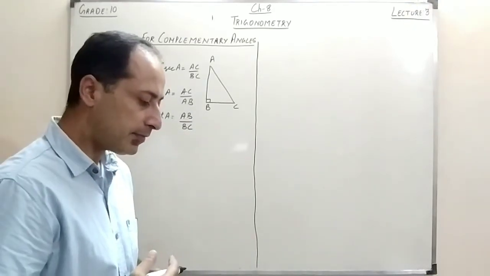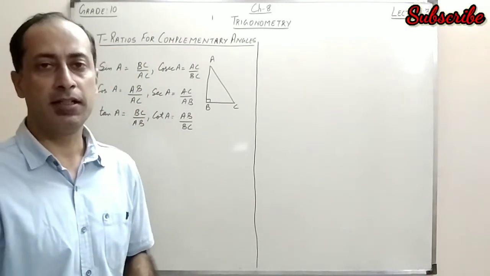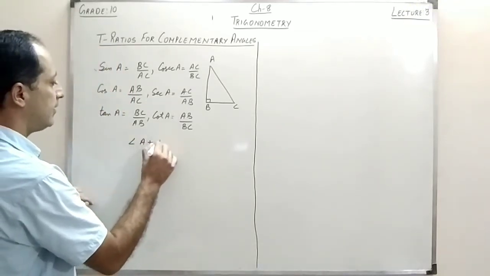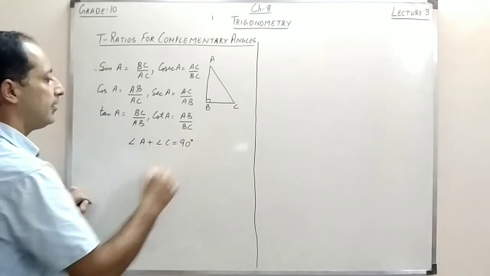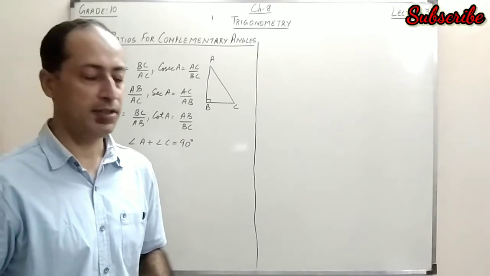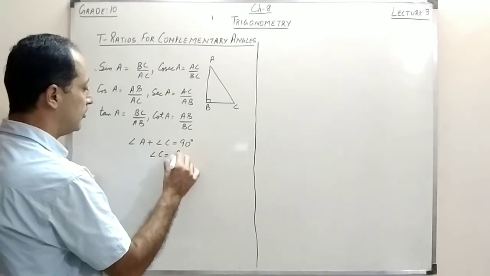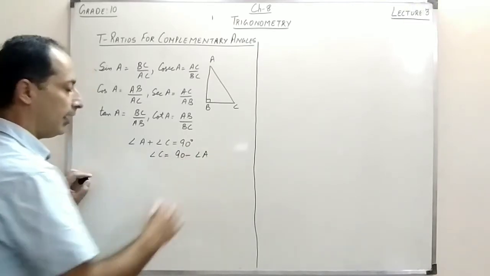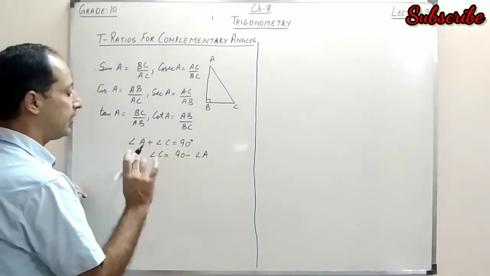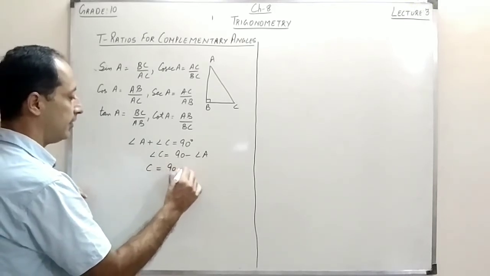Now, we also know one more thing: in a right angle triangle, the sum of the acute angles is 90 degrees. That is, angle A plus angle C is 90 degrees. So we can say that A and C are complementary angles, they are the complement of each other. Now, from here, I write angle C equals 90 minus angle A. To make it clearer, I write C is equal to 90 minus A.